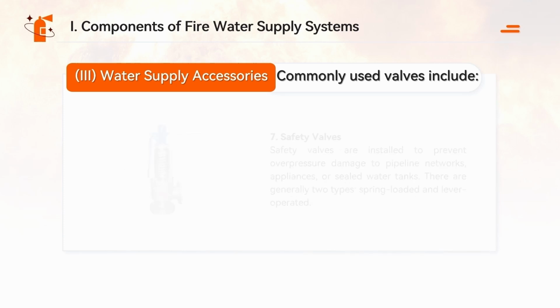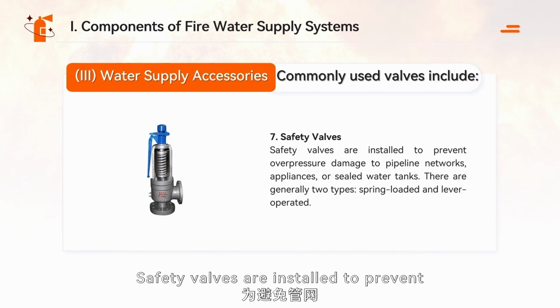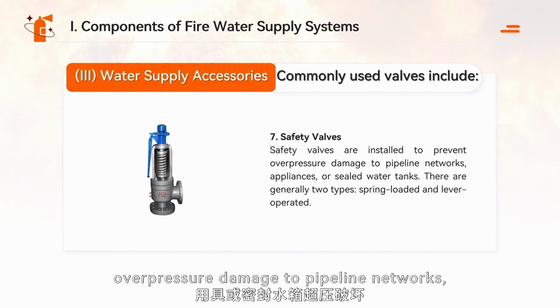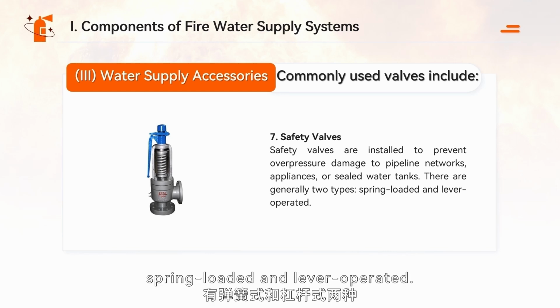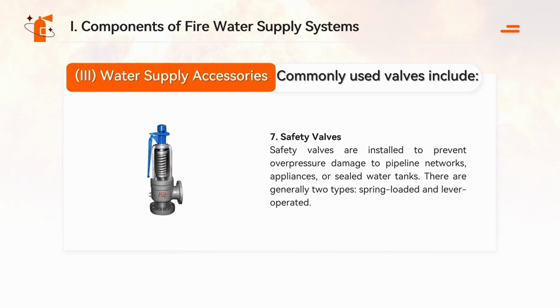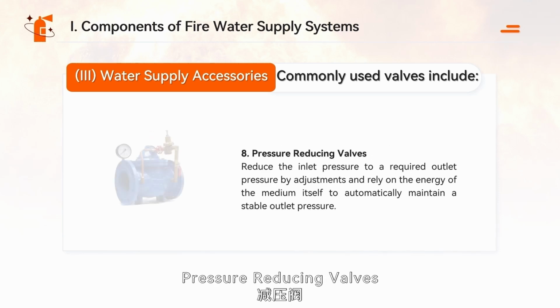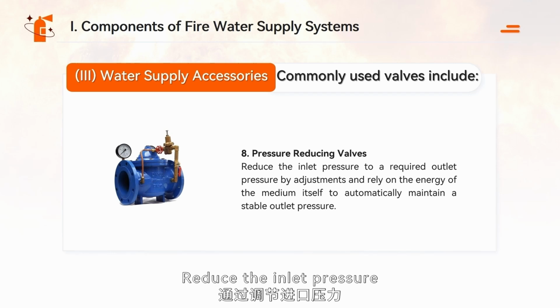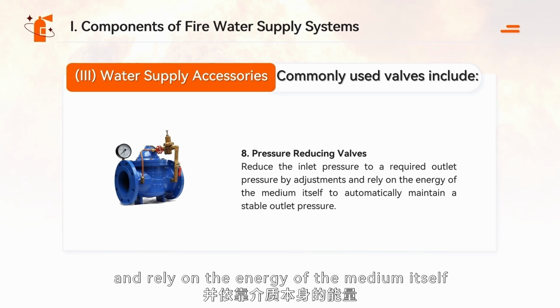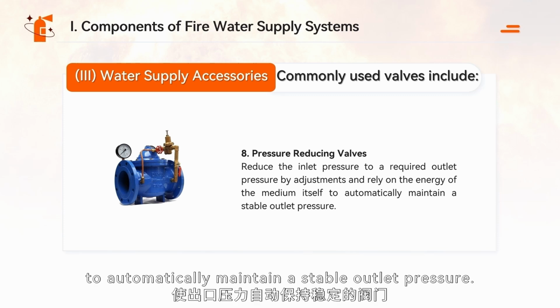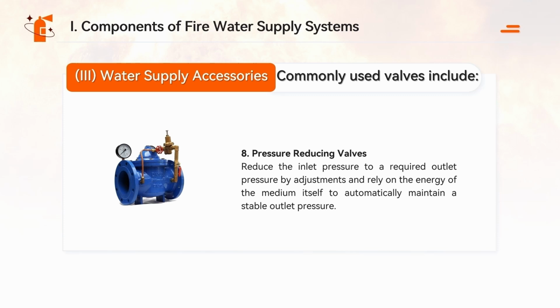Safety valves. Safety valves are installed to prevent overpressure damage to pipeline networks, appliances, or sealed water tanks. There are generally two types, spring-loaded and lever-operated. Pressure-reducing valves. They reduce the inlet pressure to a required outlet pressure by adjustments and rely on the energy of the medium itself to automatically maintain a stable outlet pressure.